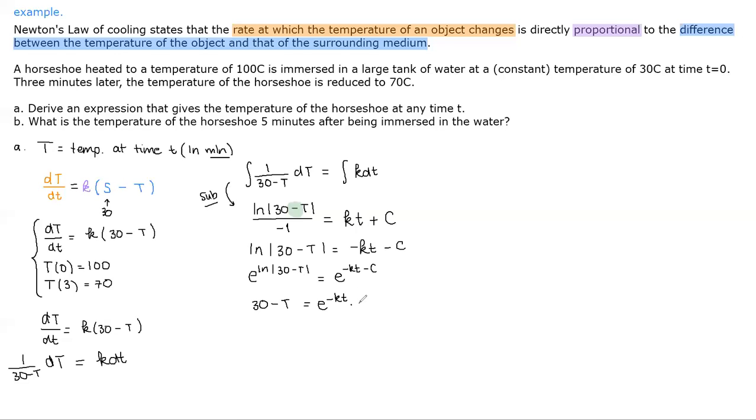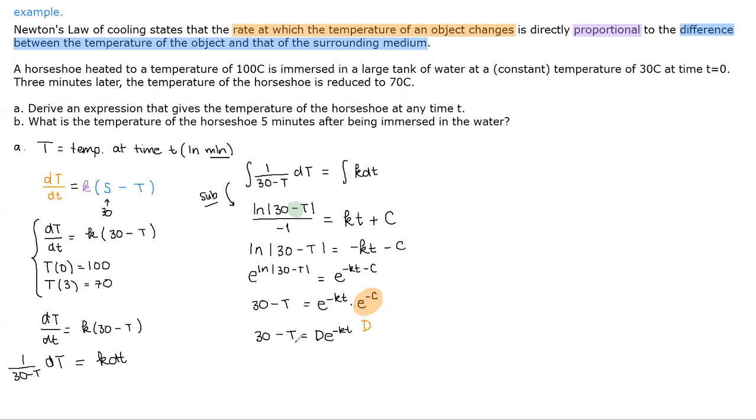And I'm going to write this as e to the minus k times t and times e to the minus c, right? Because there's a sum over here at the exponent, that's the same as a product if I separate those two exponents. And here, I am going to write this down as a brand new constant, because I know that the value of c is arbitrary, which means that e to the power of minus c could also be any value, which I'm just going to denote in this case by D. From here, I get that 30 minus capital T is equal to D times e to the minus k times t.